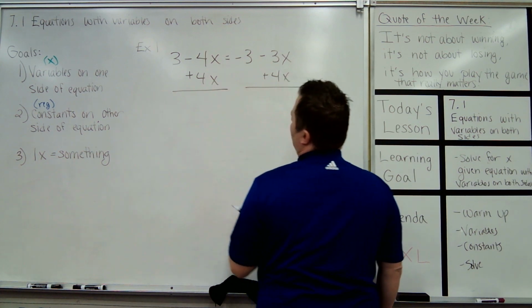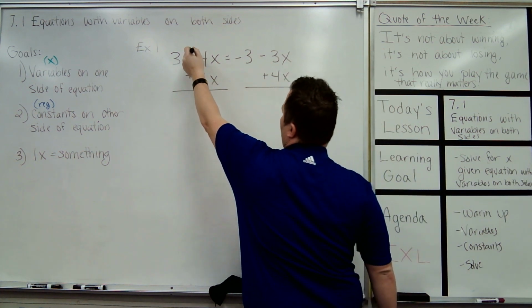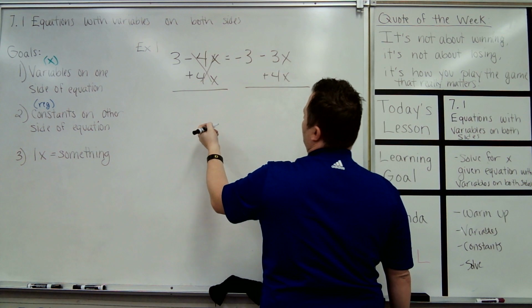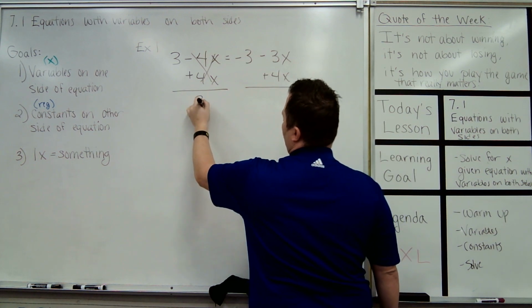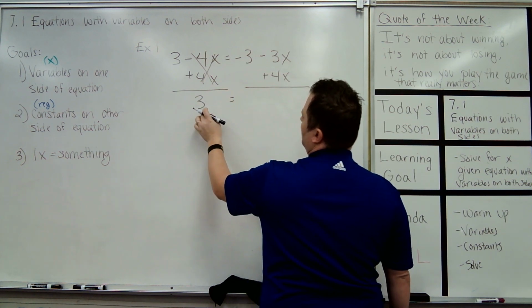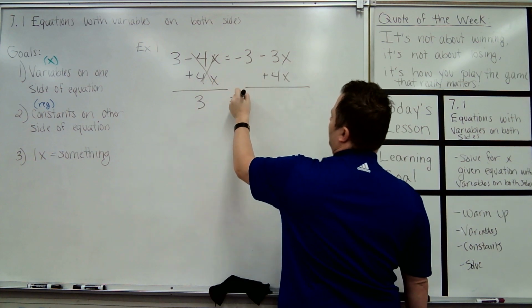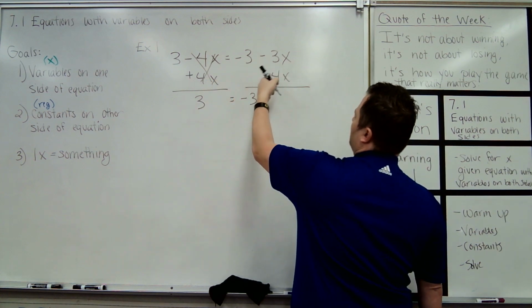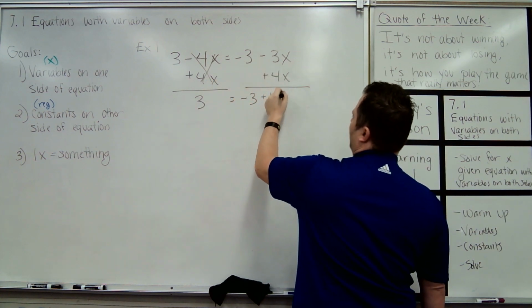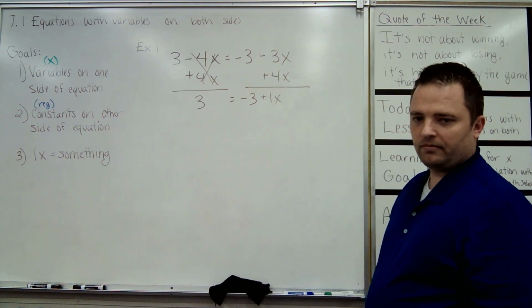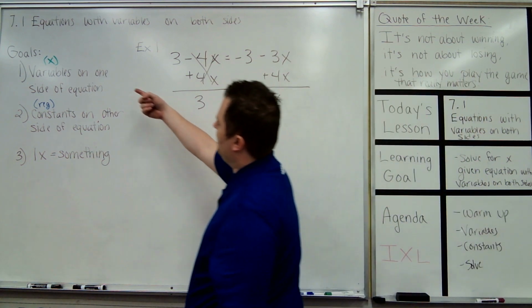Okay? And if I do, what's the result? Well, this negative 4x plus 4x goes away. I'm left with just 3 is equal to 3 on this side, and then negative 3. Negative 3 plus 4 is plus 1x. Okay? Goal 1 has been accomplished.